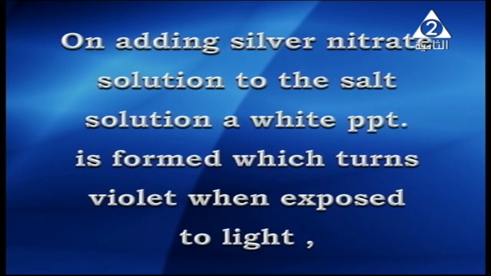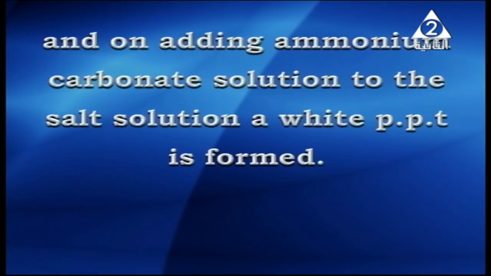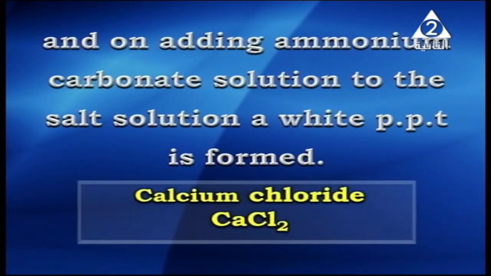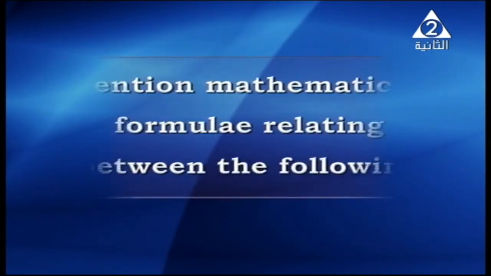Next point, on adding silver nitrate solution to the salt solution, white precipitate is formed, which turns violet when exposed to light, and on adding ammonium carbonate solution to the salt solution, white precipitate is formed. Yes, it will be calcium chloride, as its chemical formula CaCl2.